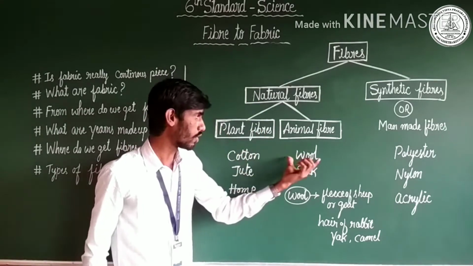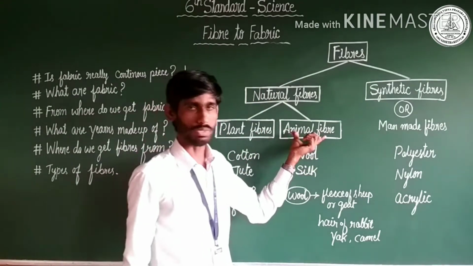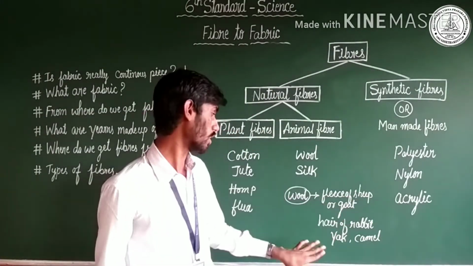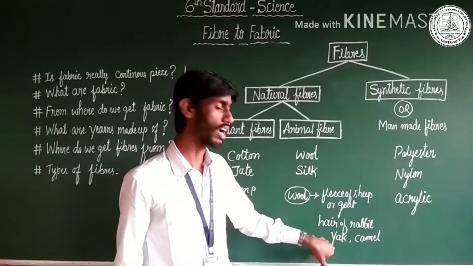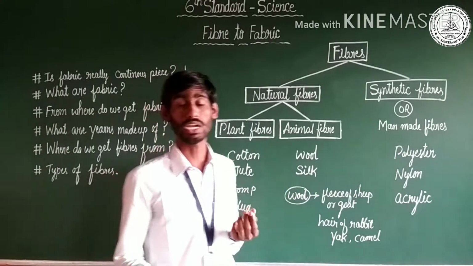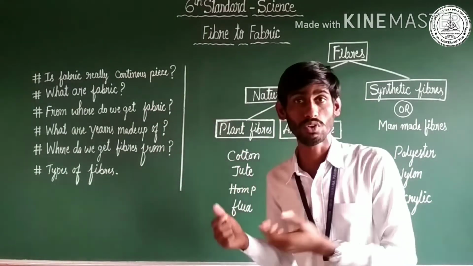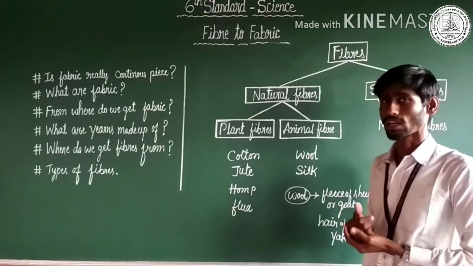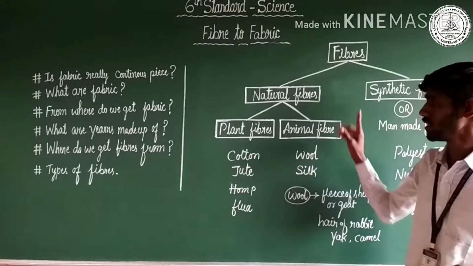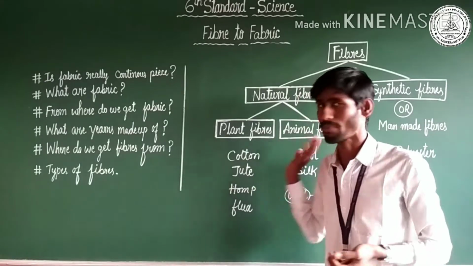So to observe here, wool, the animal fiber. Examples of animal fibers are wool and silk. Wool is obtained from the fleece of sheep or goat, and also the hair of rabbit, yak, and camel. Silk is obtained from the cocoon. You are very well aware of the cocoon. These two are examples of animal fiber and these are examples of plant fiber.